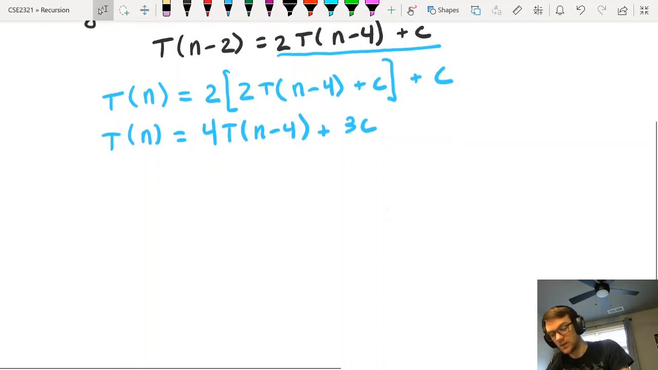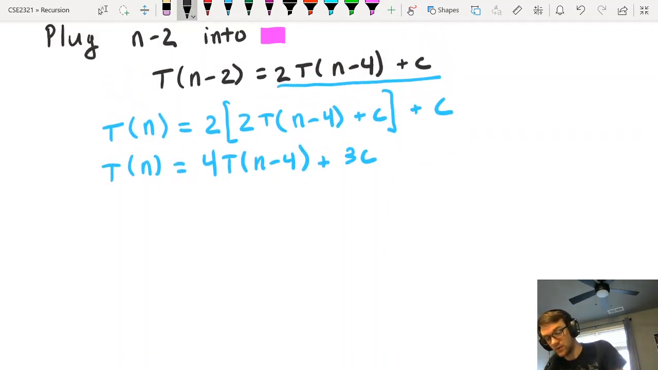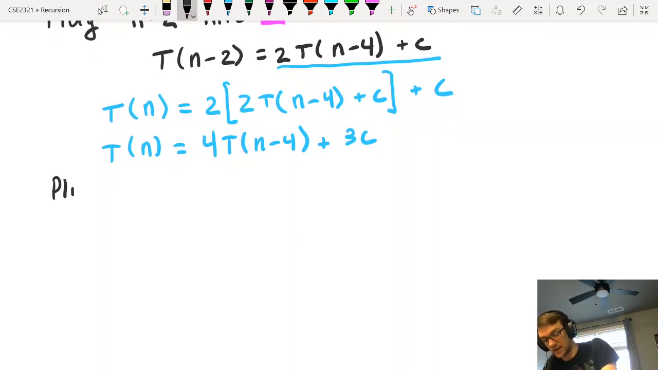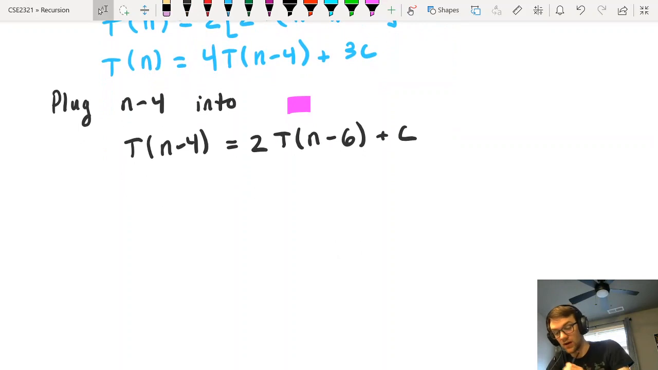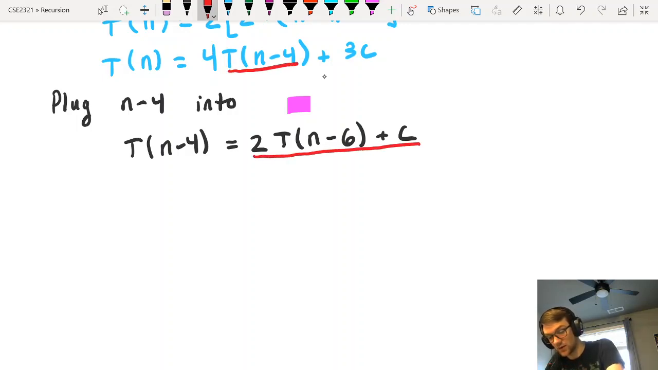Now, we need to take whatever is inside of the right-hand side now, which is now n minus 4, and plug it back into the purple equation. So plug n minus 4 into the purple equation. So we get t of n minus 4 is equal to 2 times t of n minus 4 minus 2, which is n minus 6, plus c. We now want to substitute the red underlined bit for t of n minus 4.